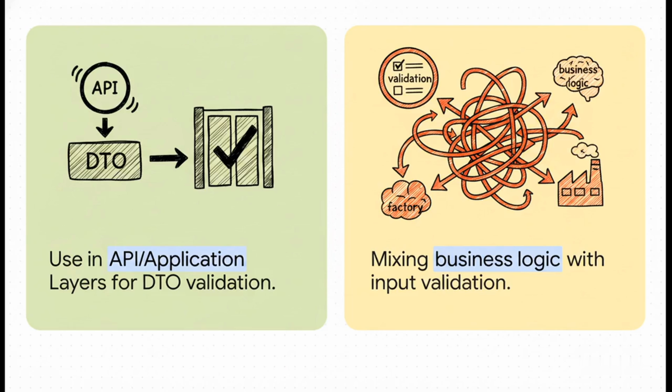What validation isn't for is complex business logic. So validation asks, is this a properly formatted email address? The business logic asks, is this specific user even allowed to change their email right now? See the difference? You got to keep those two things separate.